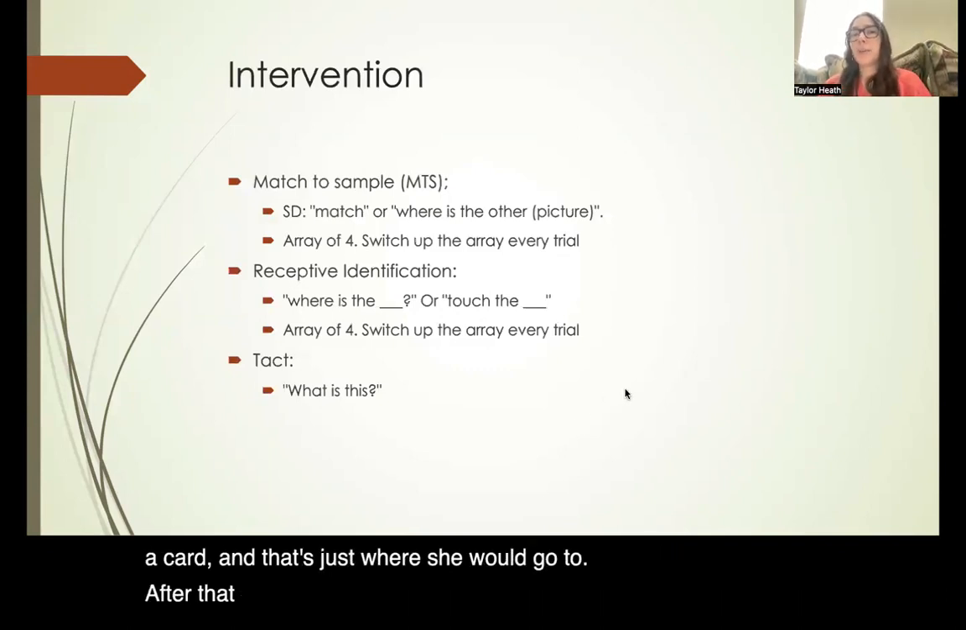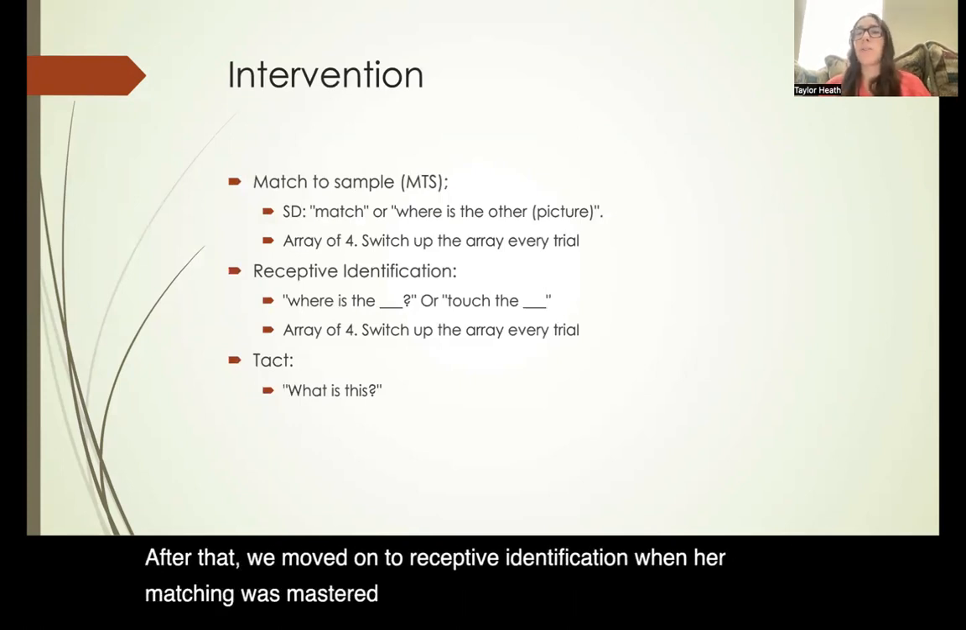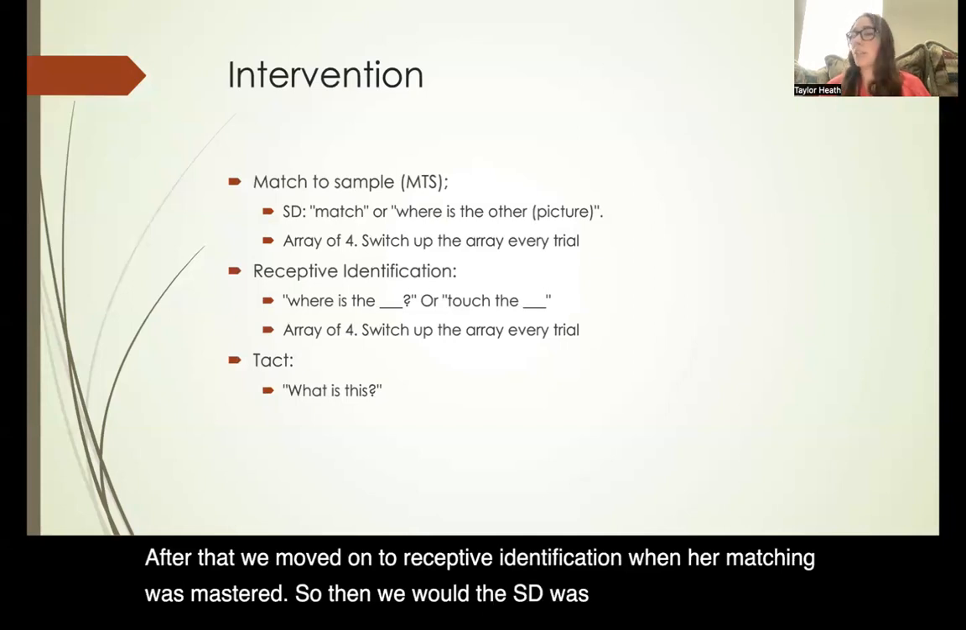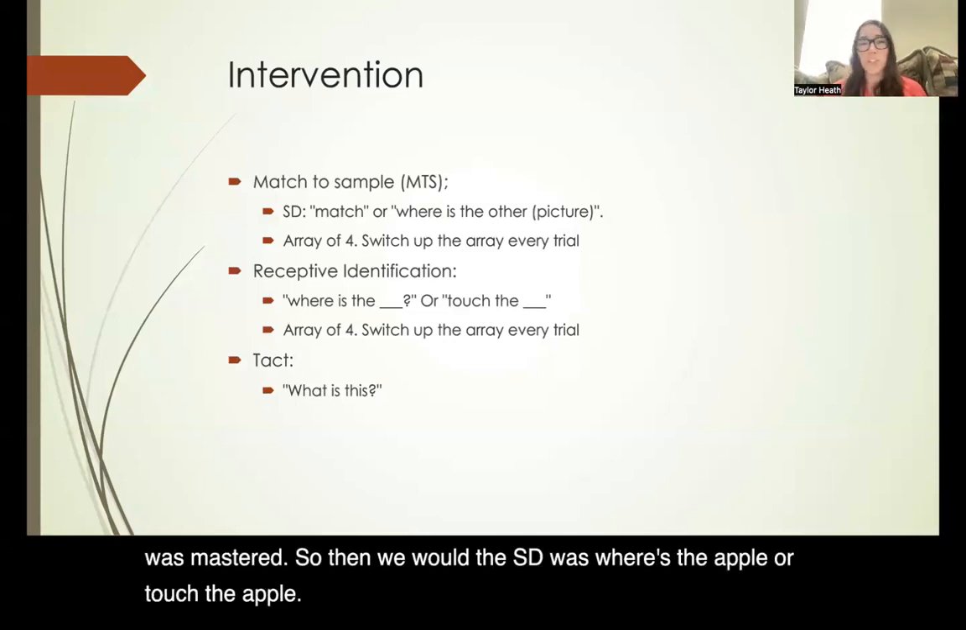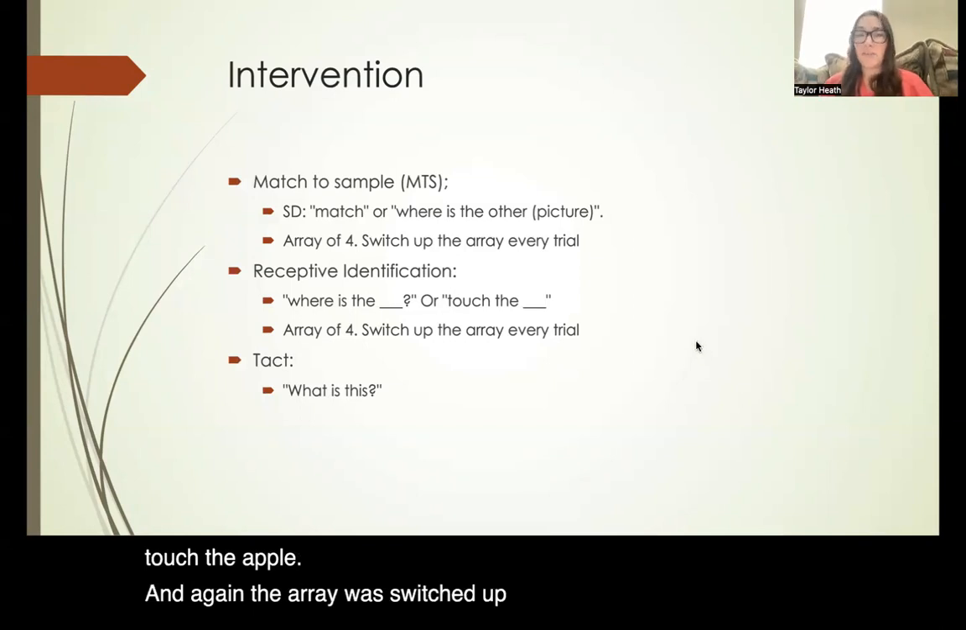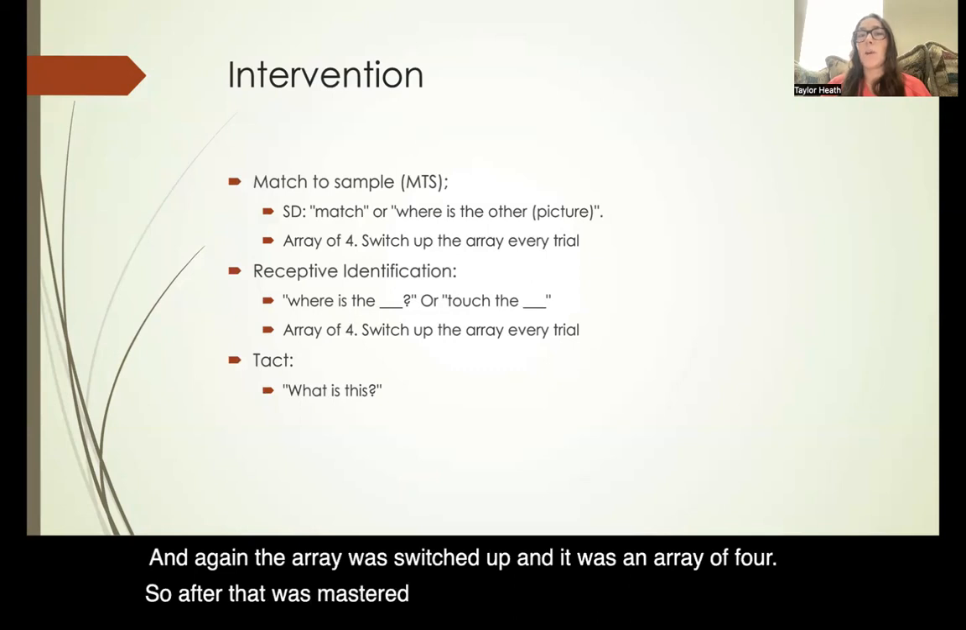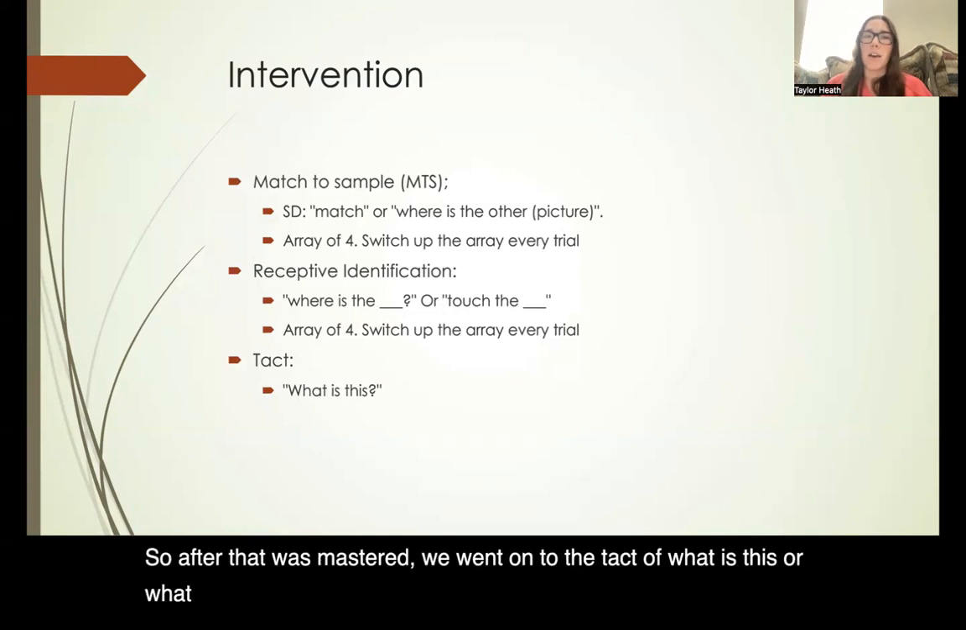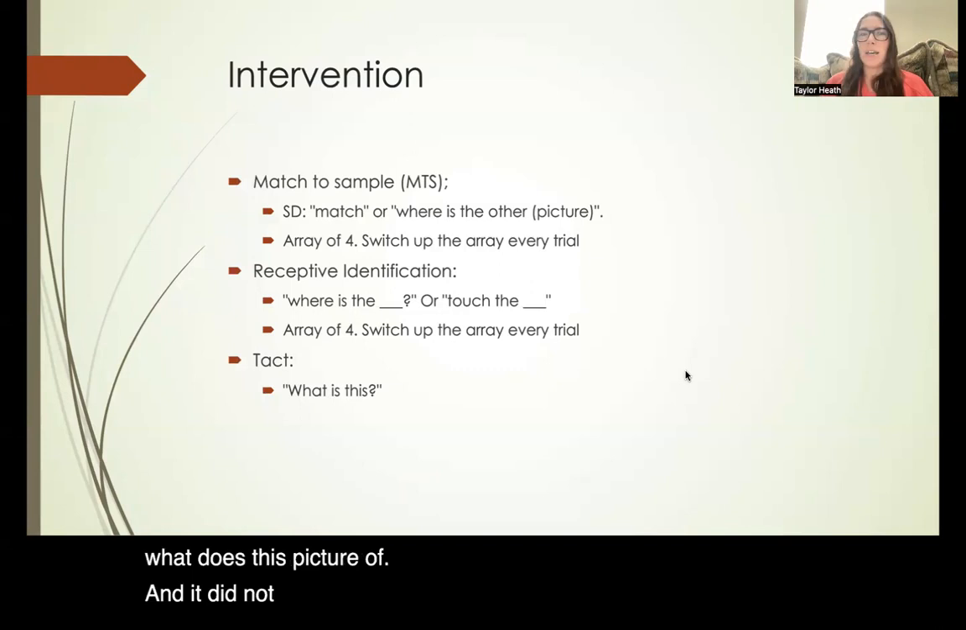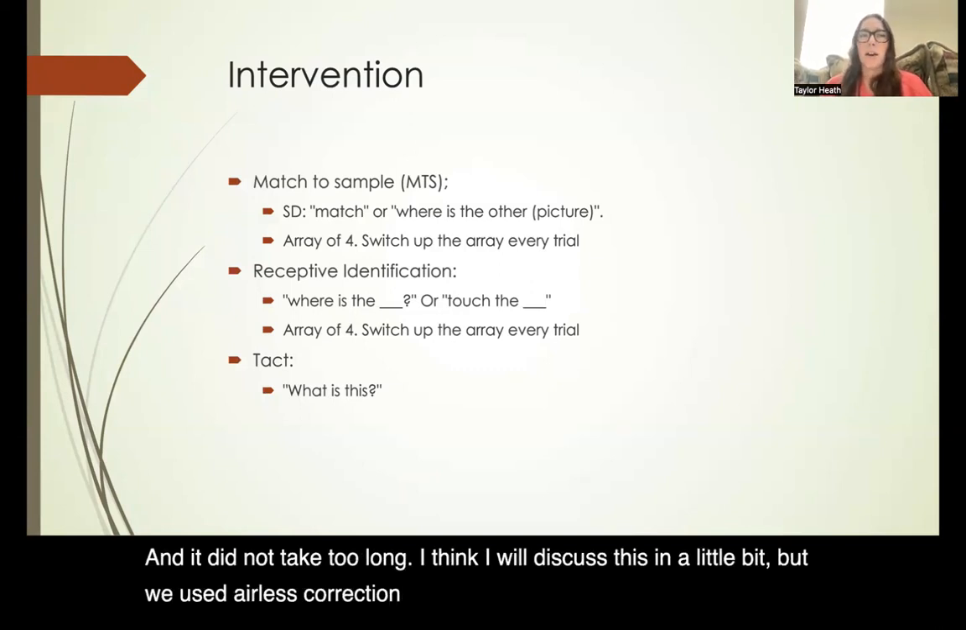After that, we moved on to receptive identification when her matching was mastered. So then the SD was "where's the apple?" or "touch the apple." And again, the array was switched up, and it was an array of 4. So after that was mastered, we went on to the tact of "what is this?" or "what is this a picture of?" And it did not take too long. I think I'll discuss this in a little bit. We used errorless correction. And we'll go on to the next slide.